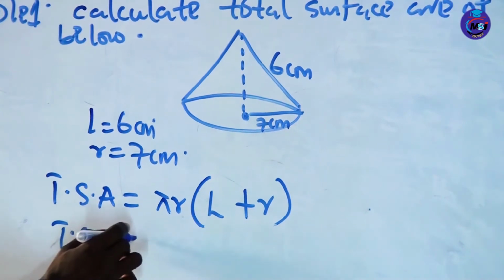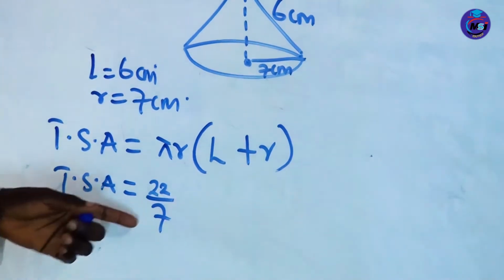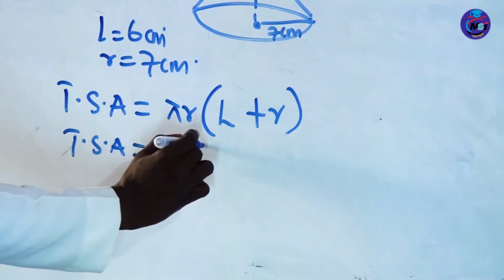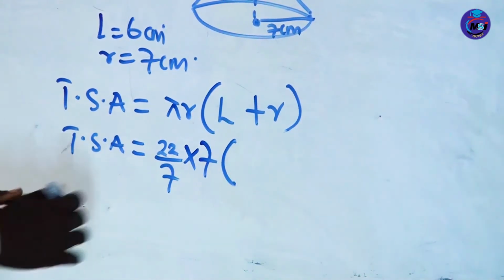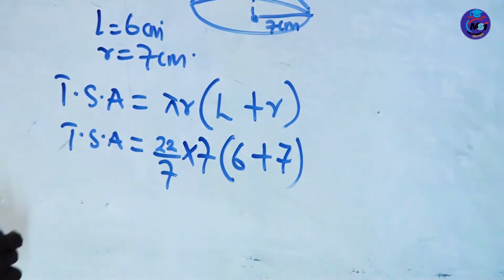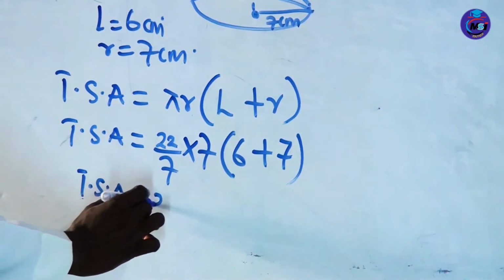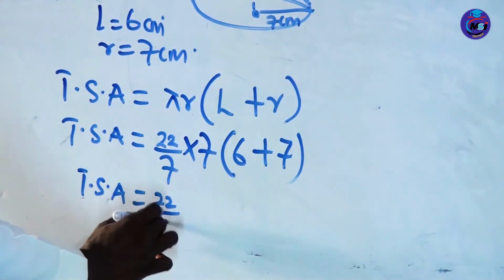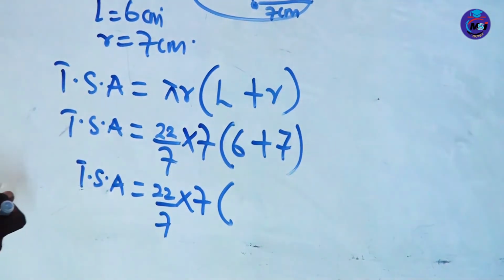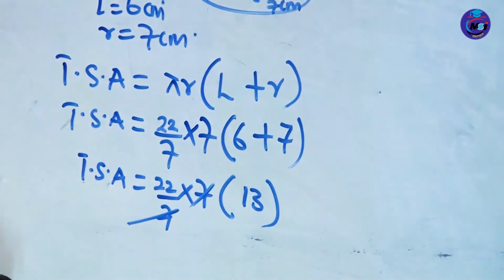Total surface area equals 22 over 7. Remember, pi is a constant, which is 22 over 7 or 3.142, multiplied by radius, which is 7, bracket L is 6 plus radius, which is 7. Okay? So this will give us TSA equals 22 over 7 times 7 bracket 7 plus 6, which will give us 13. Okay, this 7 will cancel this 7.